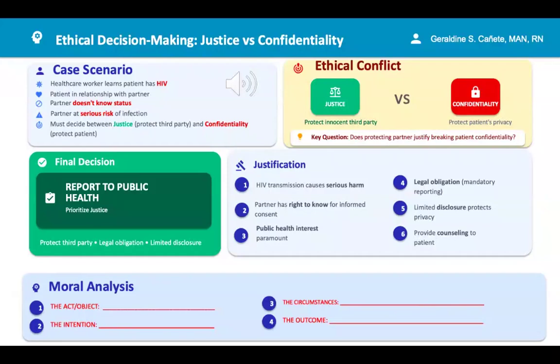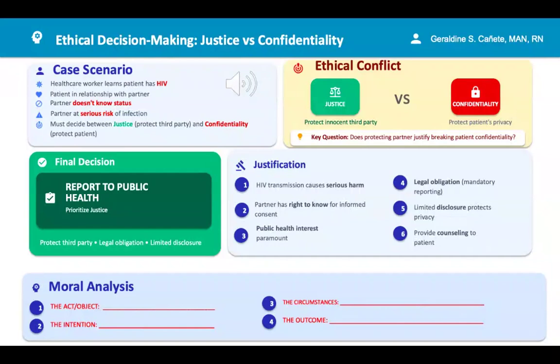And reporting to public health is a more limited breach of confidentiality than directly informing the partner. So you are not supposed to inform the partner. You are supposed to inform and report to public health authorities. Okay? Now, here are some common objections to this approach.